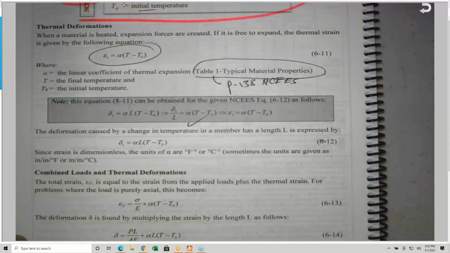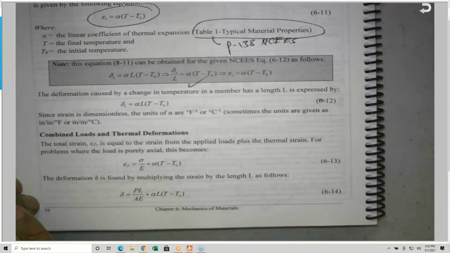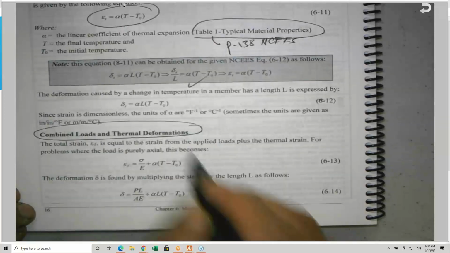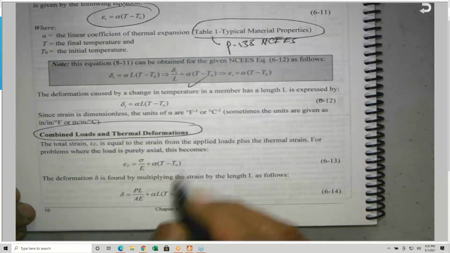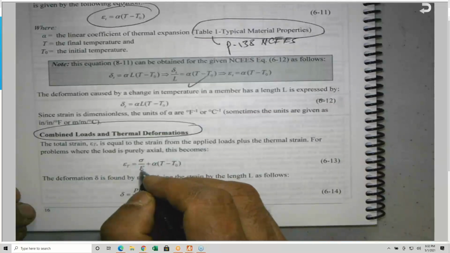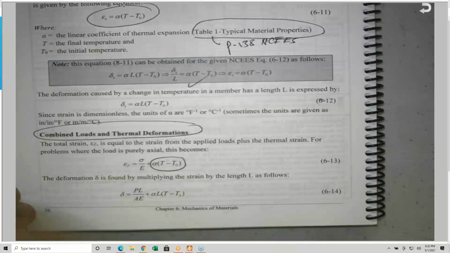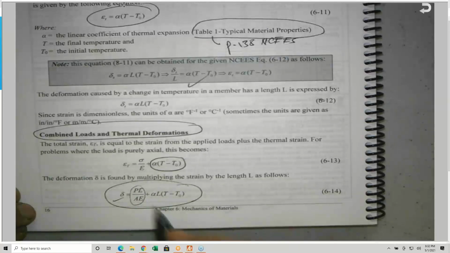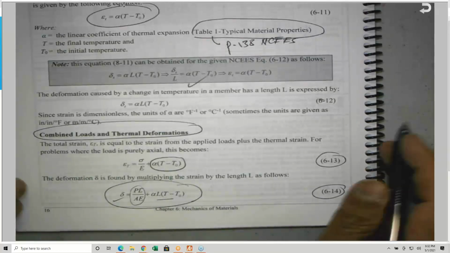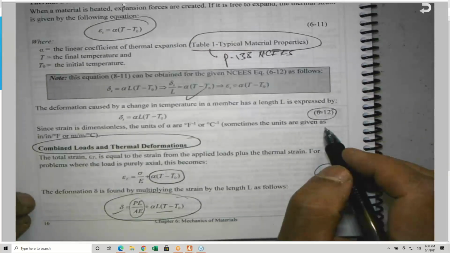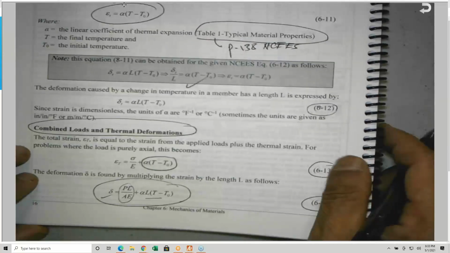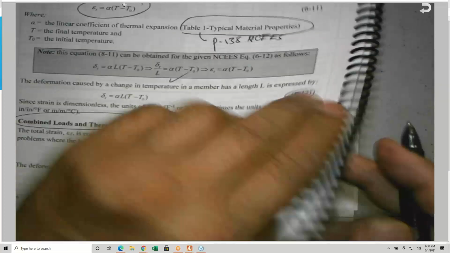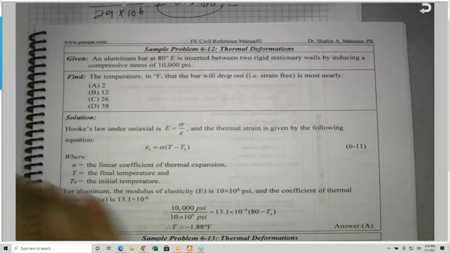I added some additional equations just for your knowledge, but you are not obligated to know them. For example, the combined loads with thermal deformation: epsilon is sigma over E plus alpha times (T minus T sub O), and the change in length is given by this. This is if you have the combination. Sometimes they give you combined problems, one due to load and one due to temperature, which is alpha L (T minus T sub O). The equations that I numbered here are not given in the NCEES, but sometimes they ask, and I heard some questions that you should be able to figure out. This is what I am trying to prepare you for.